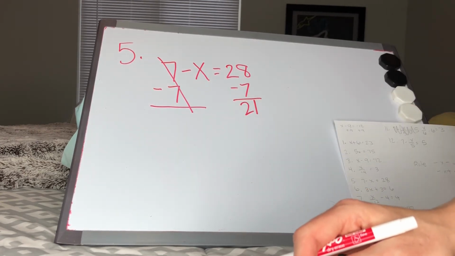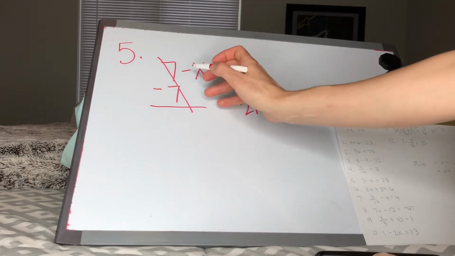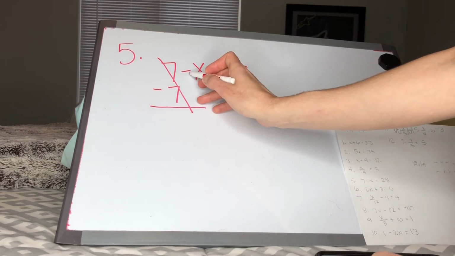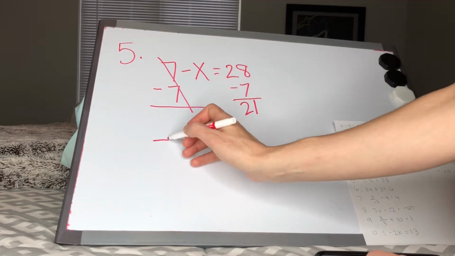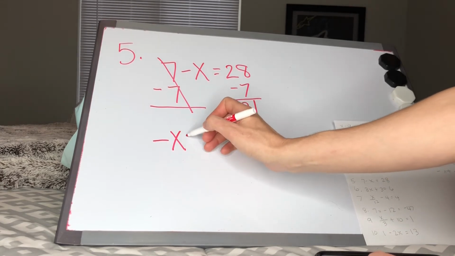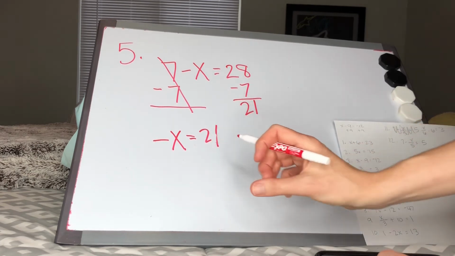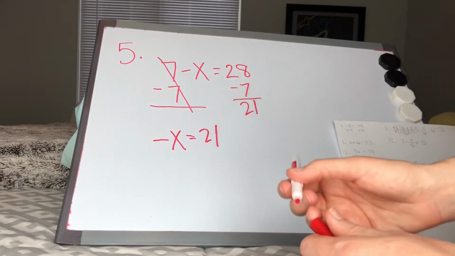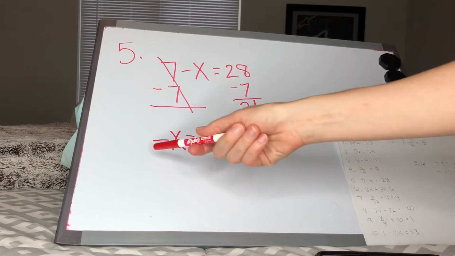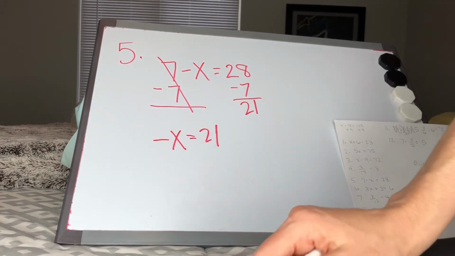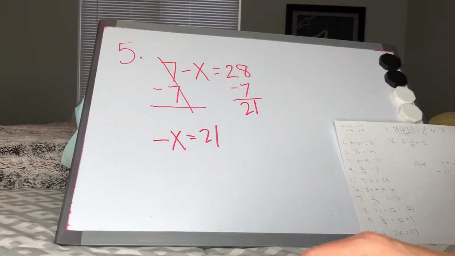Okay. Now I want you to rewrite this. So now you have to remember there's this sign right here. We can't just put an x. So there's a negative x equals 21. So is x by itself? Yes, kind of. But this negative sign is making it so it's not truly by itself.